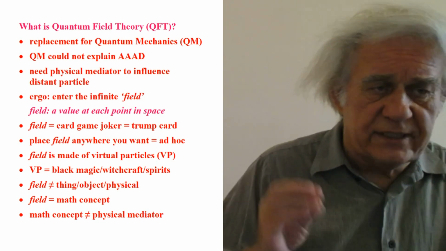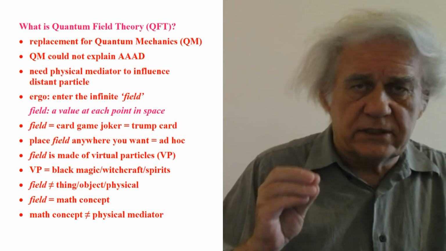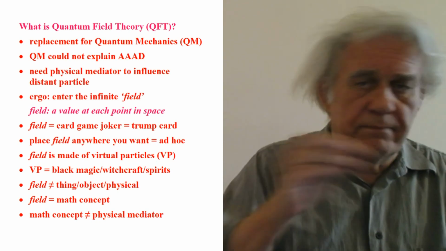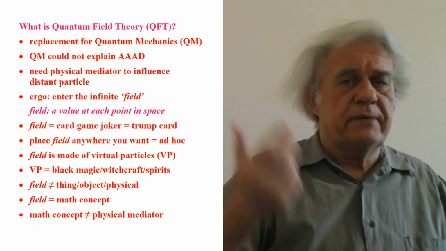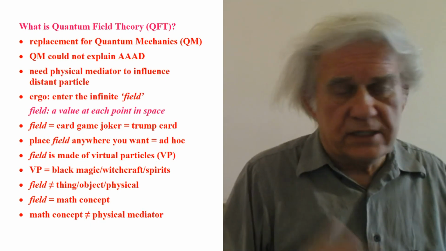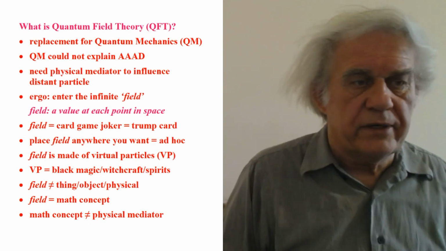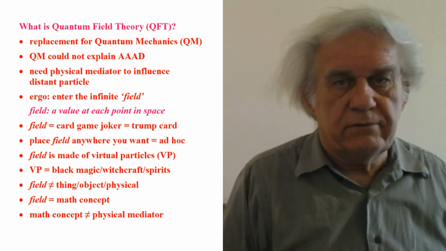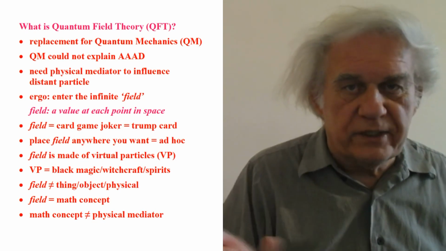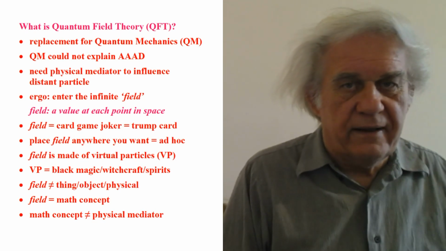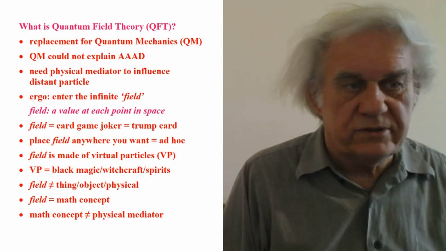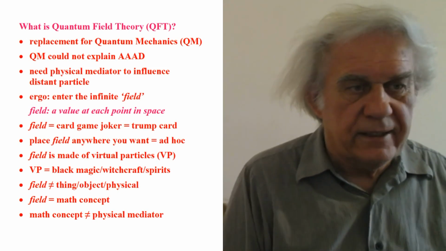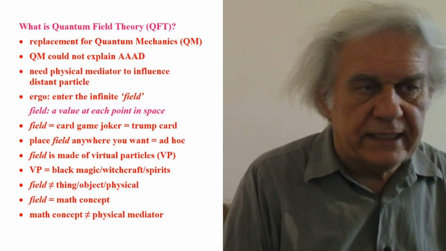Okay, so a field is like a joker in a card game. You can put it anywhere you want, right? And whenever you need to get out of the mess, you say, oh, the field. Just like they use the word energy, they can put it anywhere they want. And it's like, oh yeah, it's energy, whatever that is. They've never defined the word energy. They never defined the word field in a physical sense, right? They just say it's a bunch of numbers. Okay, so what does that tell me? Nothing, because we don't have the physical entity.